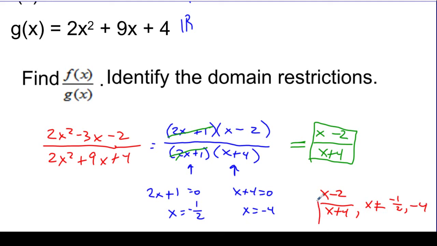So I'm letting people know that my answer is okay, but all throughout this problem, make sure that you don't use either of these values. Even the one that we canceled out. We canceled out 2x plus 1, but it still needs to be represented in my domain restriction. So that's the idea of dividing. We have to make sure we divide, cancel factors, and find the domain restriction.